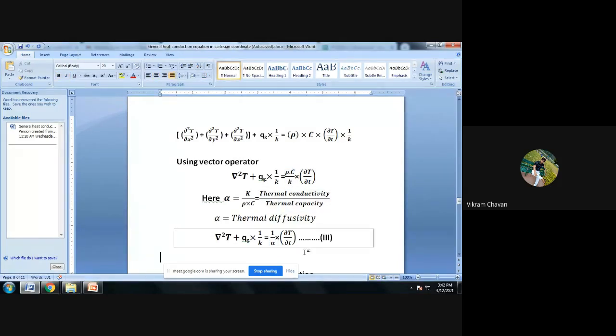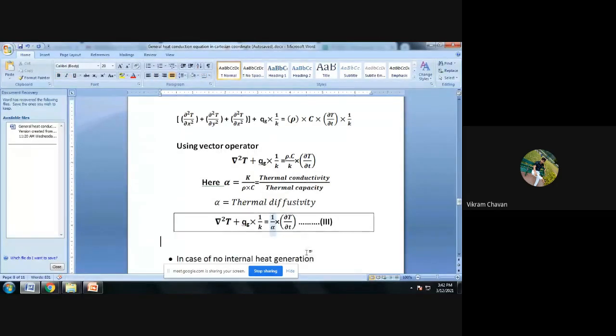That is nothing but the inverse of thermal diffusivity, because K by rho C is the thermal diffusivity, but in our equation rho C divided by K is there. So for that purpose we have introduced 1 upon alpha.